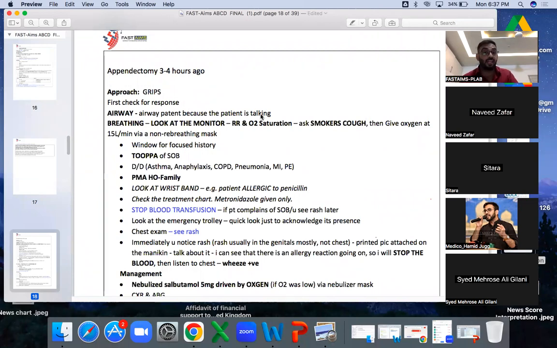One thing is important here, which I'm going to tell you. In the history window, you are asking the same questions for asthma, anaphylaxis, COPD, anything, because it is shortness of breath. You will not know what it is, because it could be shortness of breath because of asthma, it could be a patient with asthma or COPD, or it could be pulmonary embolism.